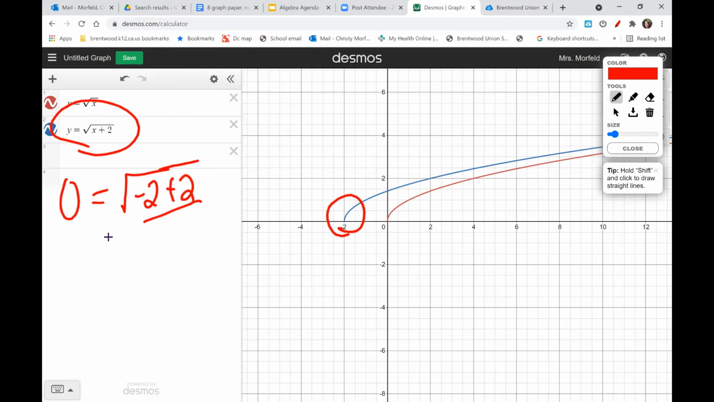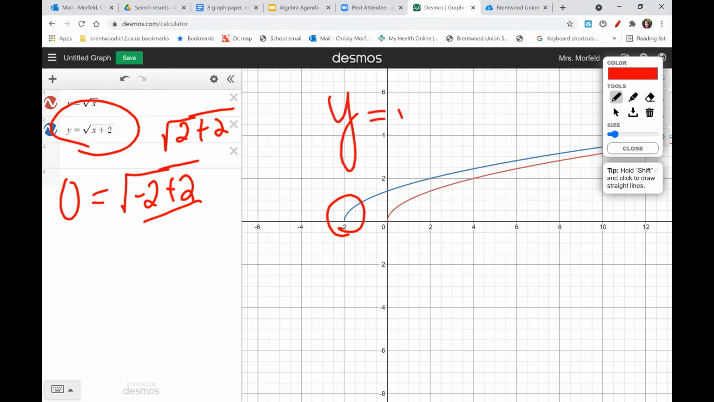If you had it be +2, then you would get 2 plus 2 is 4, and the square root of 4 is 2, not 0. That would be the point 2, not -2, 0. So when we're doing vertical shifts, it's exactly what it looks like. If it says +2, we're going to shift up 2. If it says -2, we're going to shift down 2. And that's when it's on the outside.